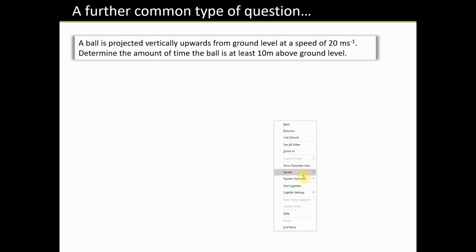And final type of commonly seen question is this one, and this is a little bit harder. So a ball is projected vertically upwards from ground level. So let's draw this diagram out.